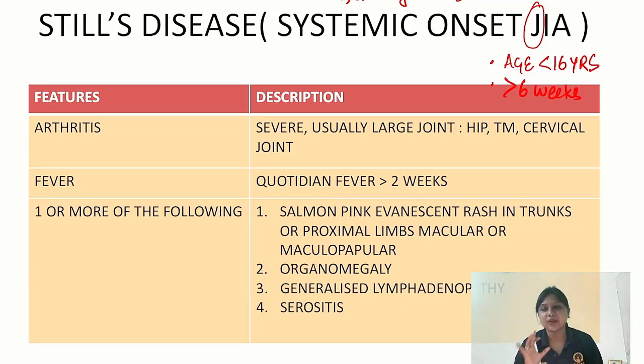So this systemic onset JIA is also known as Still's disease. Remember, please do not confuse between Still's murmur and Still's disease. Both of them are different. Okay. So systemic onset JIA we call SOJIA.